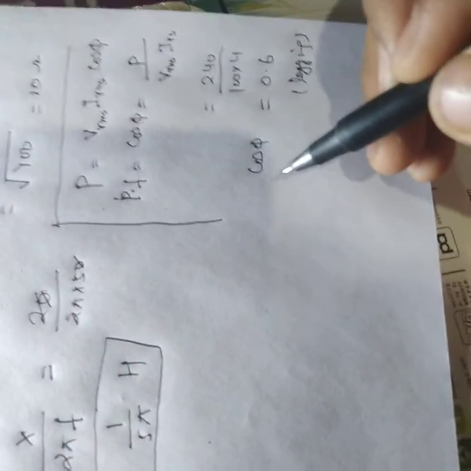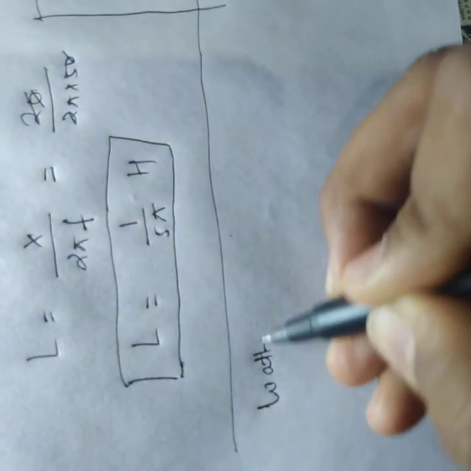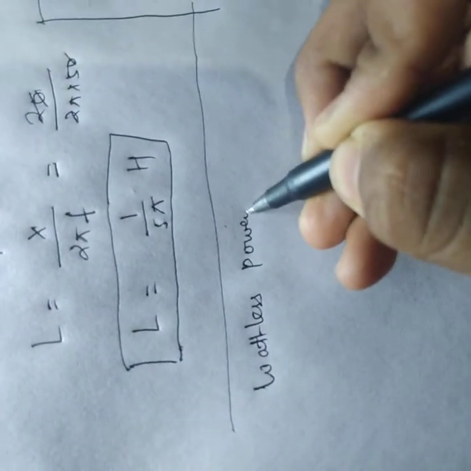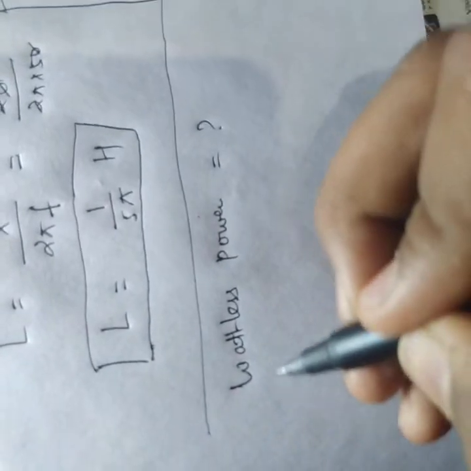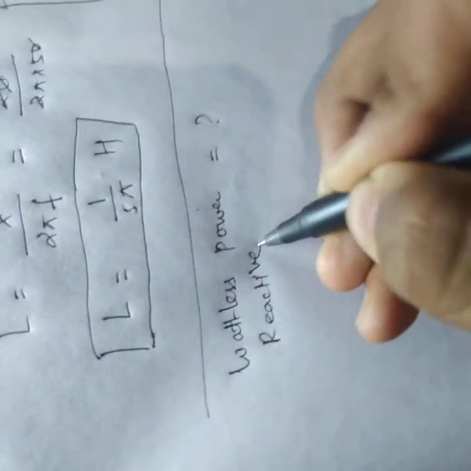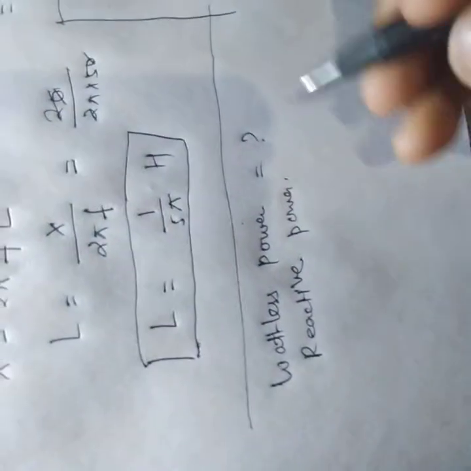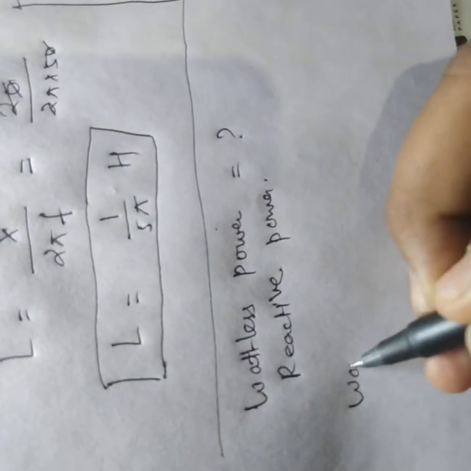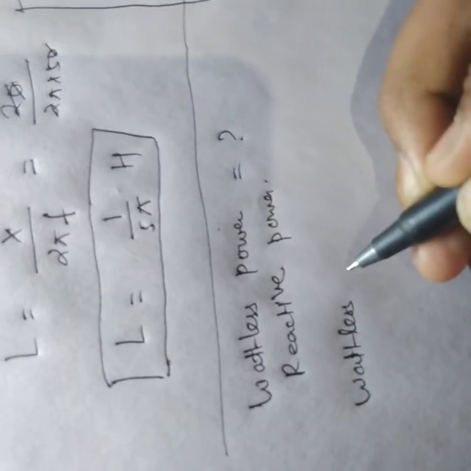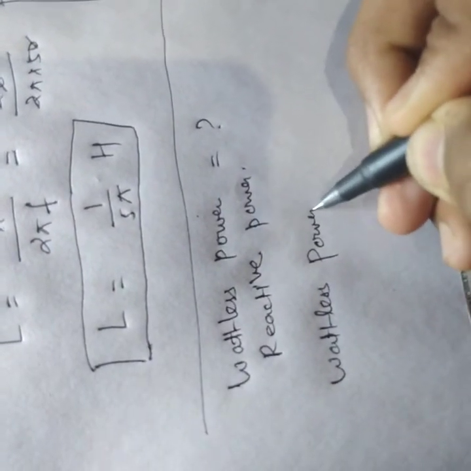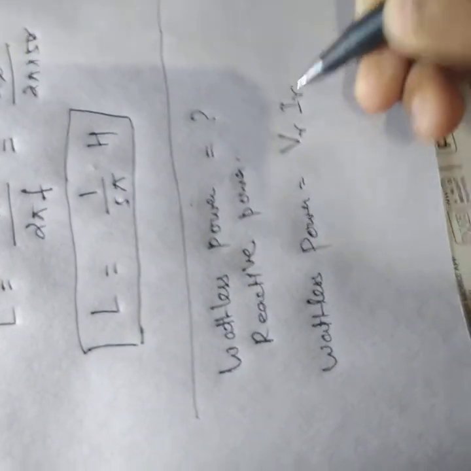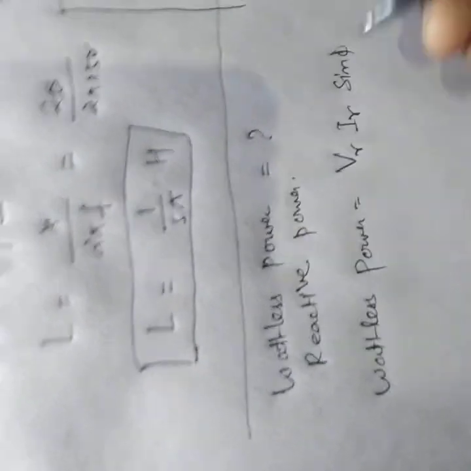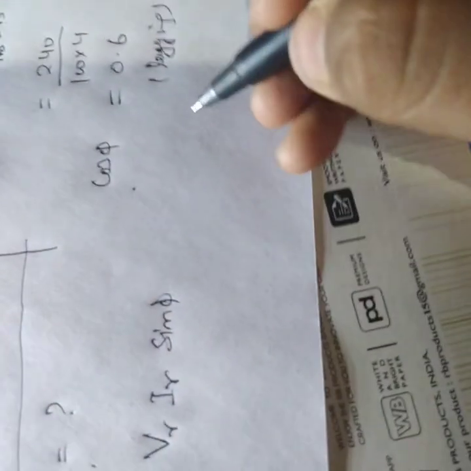Then many of the students want to know about what is the wattless power. A very good question. What is the wattless power? This power is also known as reactive power. We all know that wattless power or reactive power is equal to Vrms Irms into sine of phi. We have cos of phi, so we can calculate the sine of phi.